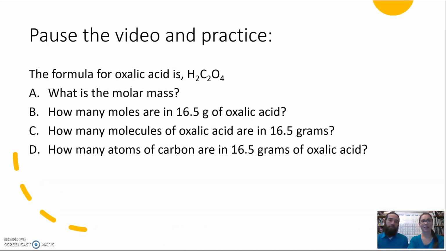All right, pause the video and practice this. All of these different questions, you have the information to solve at this point. So we showed you how to calculate the molar mass in the last video. So use your formula. This is 2 hydrogens, 2 carbons, and 4 oxygens. Add all of those up, the masses on the periodic table, that's your molar mass. Using the molar mass, you then can convert grams to moles. This is the same number of grams, so this would be a 2-step: from grams to moles, then moles to molecules using Avogadro's number.